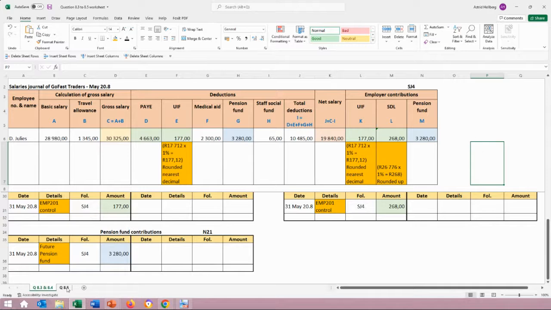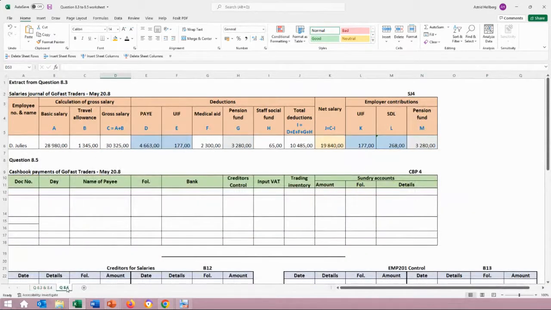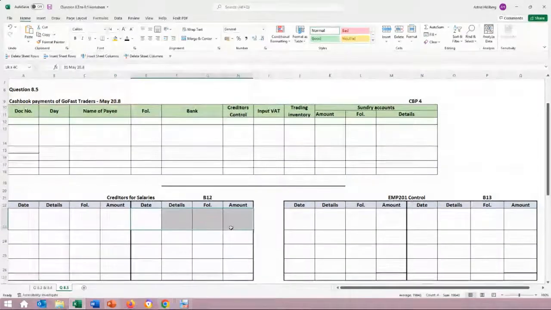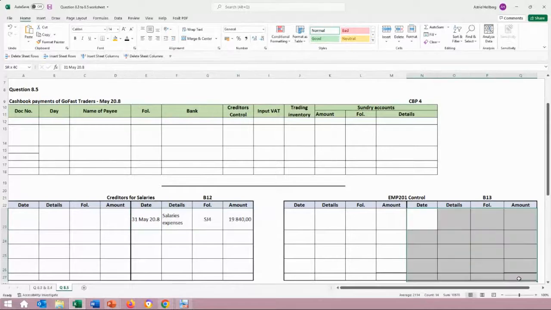Okay, question 8.5. Now we have to take our salary journal and we have to do the physical payments through the cash book. Question 8.5 you can find on page 249 of your textbooks. So the first portion they say make all outstanding payments from question 8.4 on the last day of the month. Okay, so now we have to make the outstanding payments. Let me just quickly unhide information we have done so far.